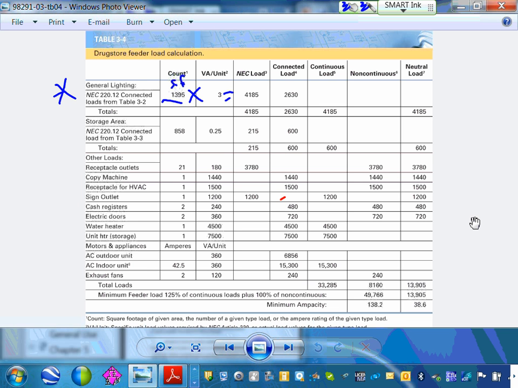Connected load. Now, anybody knows where the connected load is coming from? Where is this number coming from? The table that we were just looking at. That's all the fixtures, adding all the fixtures for this place. This is actual. They call it actual.